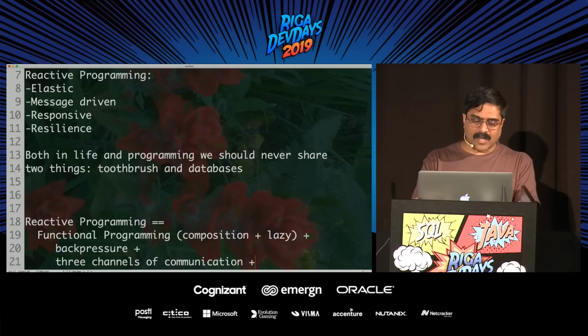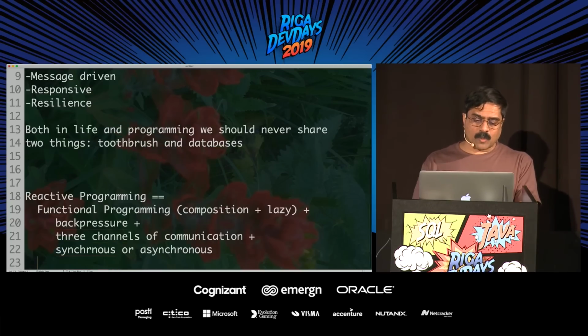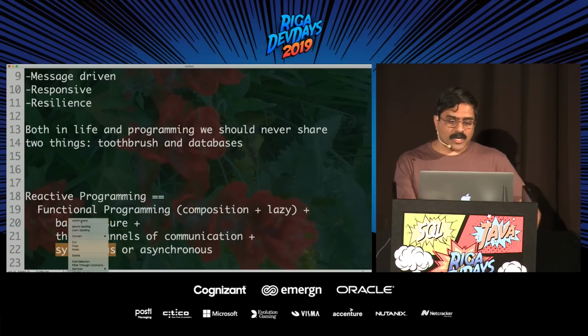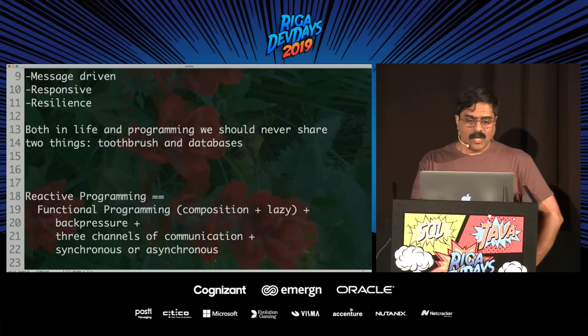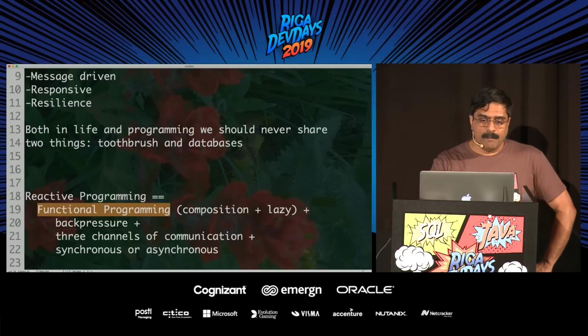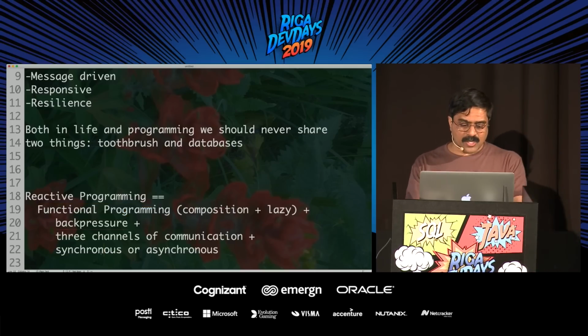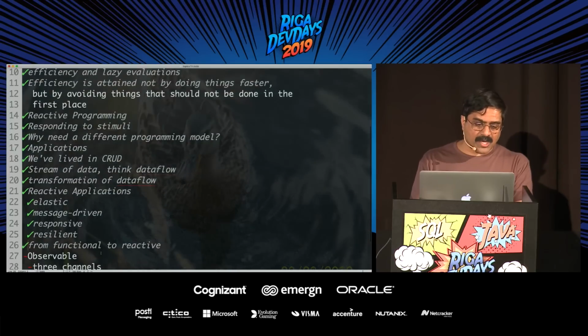And on top of that, you could be adding some flavors to this. For example, you can use synchronous, potentially, or you could be using asynchronous as well. So you can decide which way to go based on your problem needs. So you could be doing synchronous evaluations or potentially an asynchronous evaluation. So the reactive programming ideas start with the ideas of functional programming, and then you build on it with back pressure, the three channels of communication, and synchronous versus asynchronous communication as well.